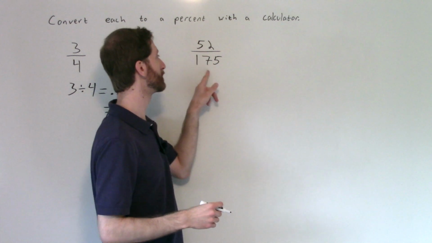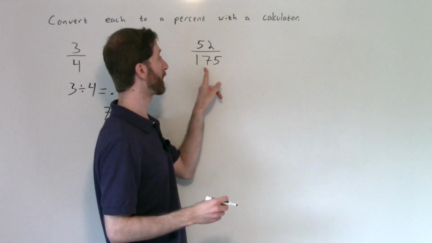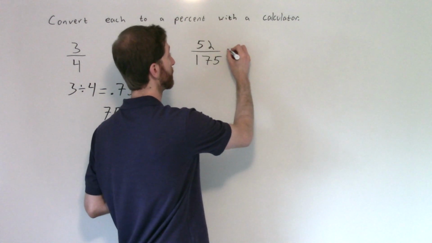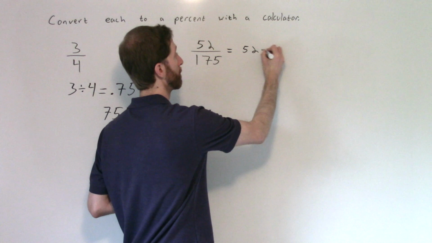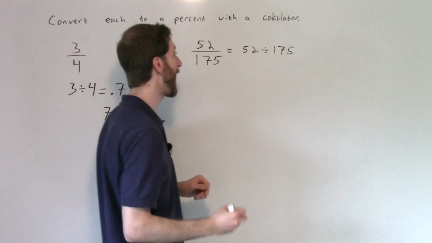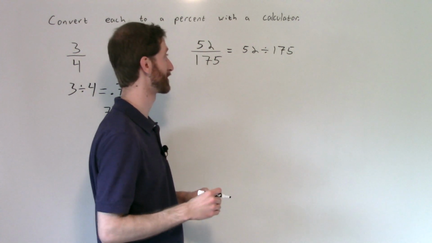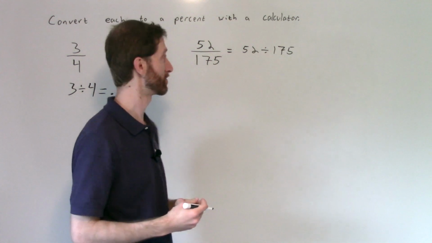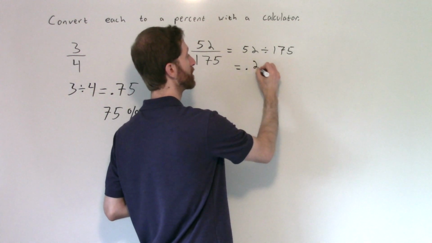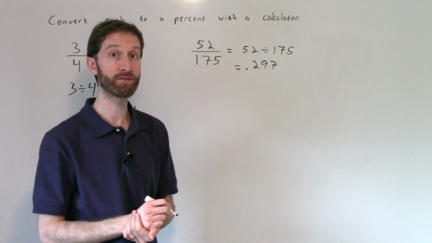Okay, so 52 divided by 175. What we do here is we divide 52 by 175. Now this with a proportion would be an absolute nightmare. We don't want to do this with a proportion and set it equal to a percent over 100. So when we divide this out in the calculator, we're going to get 0.297. What is 0.297 as a percent?